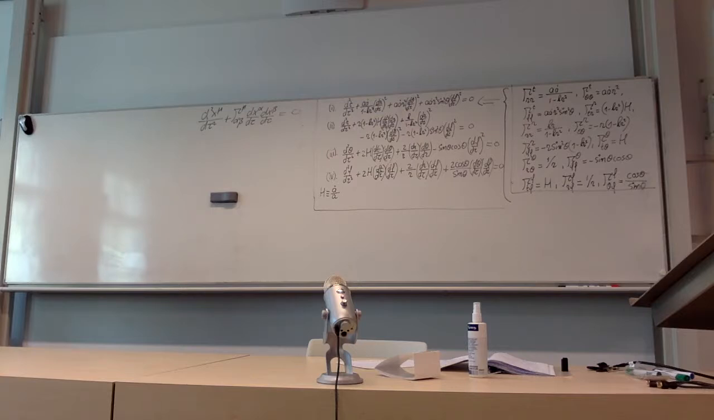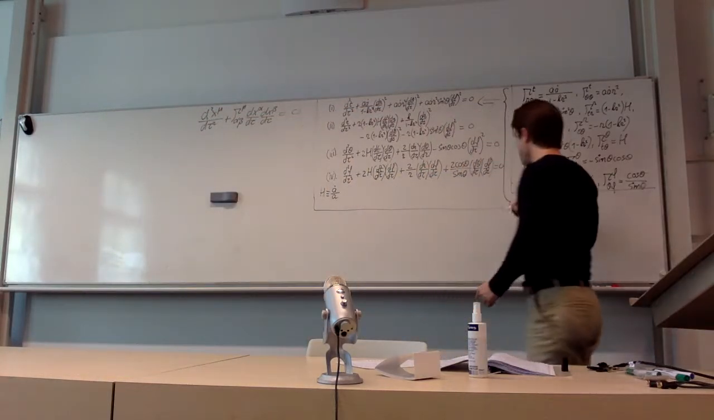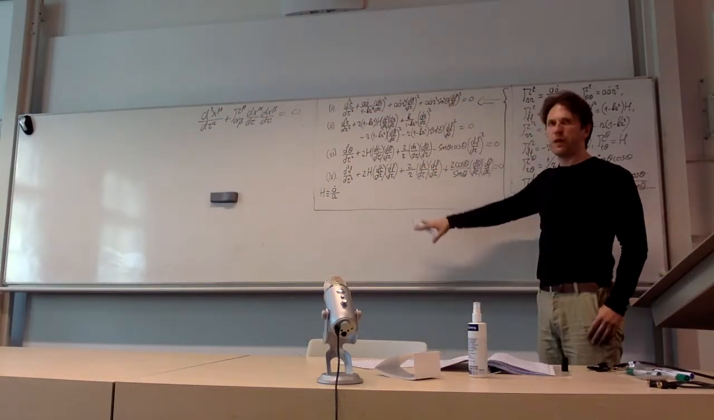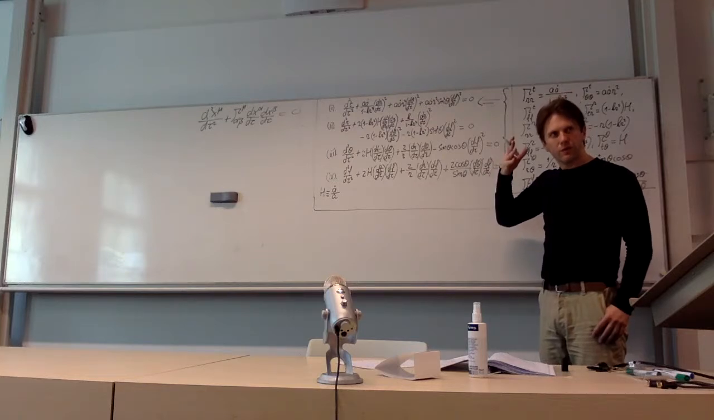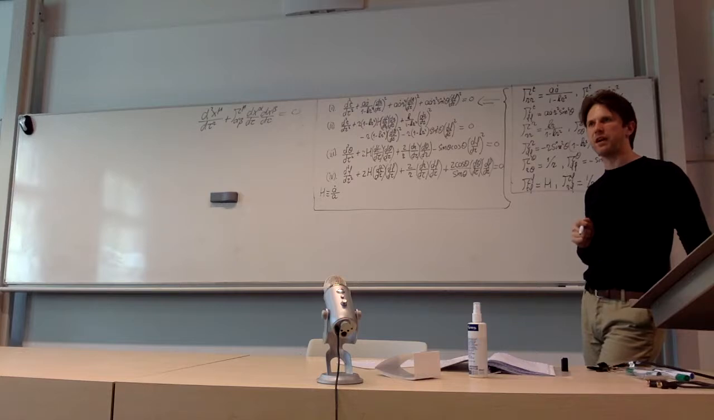So let's go through this. Let's see if we can make some sense out of this. All of this is exercise 1. First of all, these 4 equations tell you how your time, how your radial distance, how your theta, and how your phi change as a function of proper time.